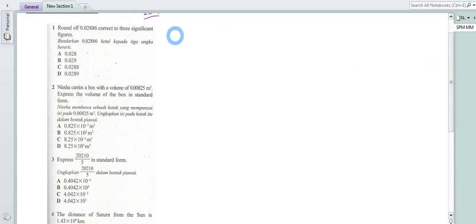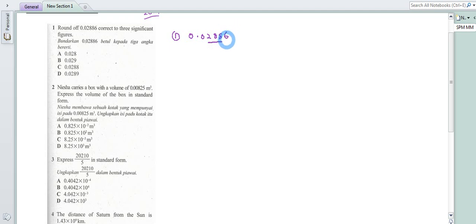Okay, the first one is actually very easy. Round off. Let me copy the number first: 0.02886, correct to three significant figures. So be careful, this is not the first one. This is 0 point something, a decimal. Start from the first non-zero number. First, second, third. Okay, we want three significant figures.